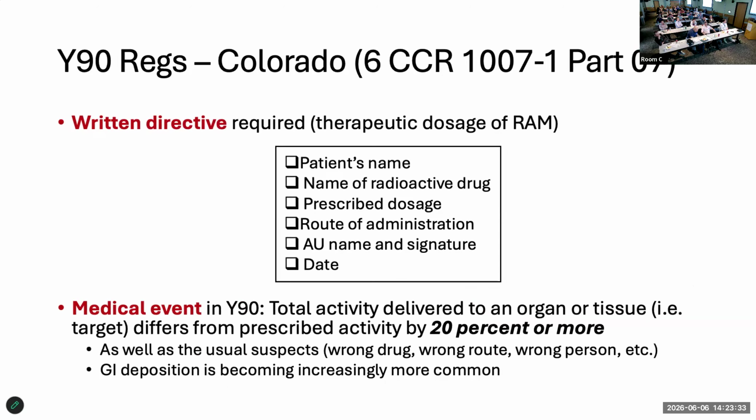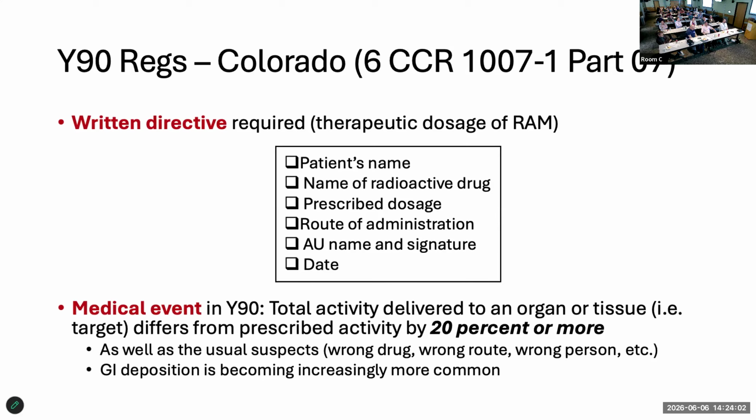When it comes to regulations, Y90 is going to be pretty similar to all of our other therapies. Our imaging people will be like, what's a written directive? And that's kind of what makes me a unicorn, is I understand what a written directive is and how to respond to a medical event. So a written directive is required because this is a therapeutic dosage of radioactive materials. It requires the patient's name, the radioactive drug, prescribed dosage, usually activity in this case, the route of administration, AU's name and signature and date.